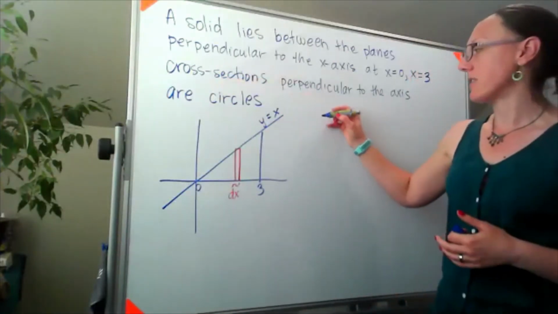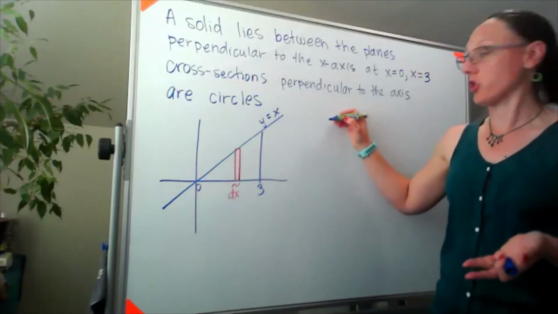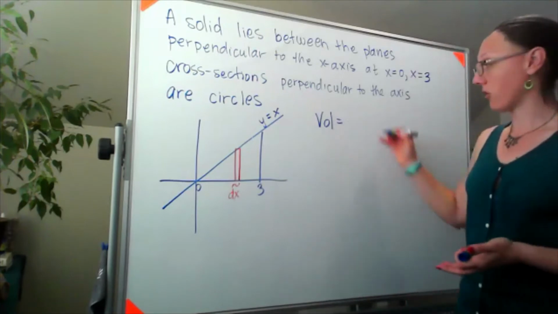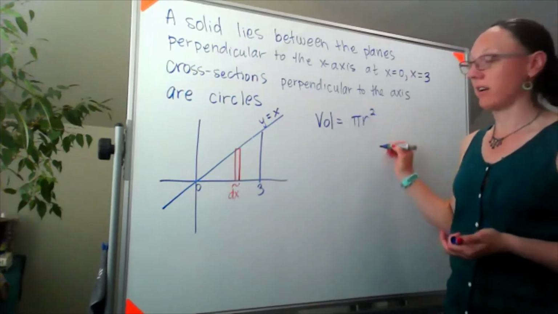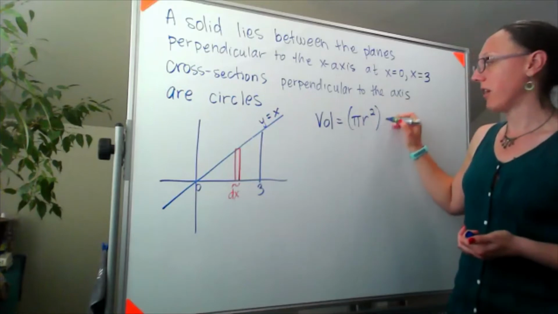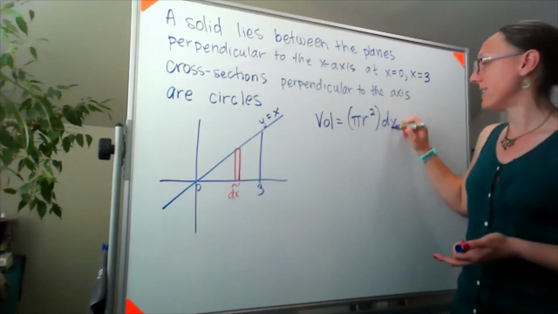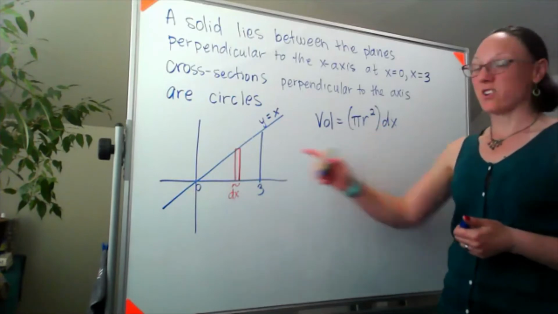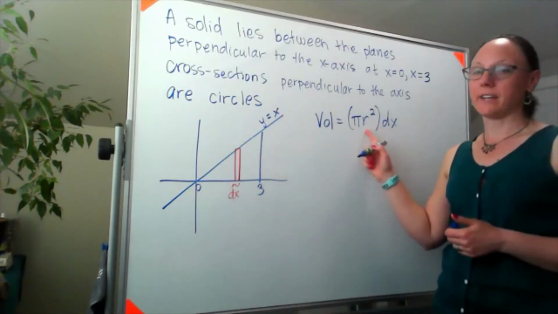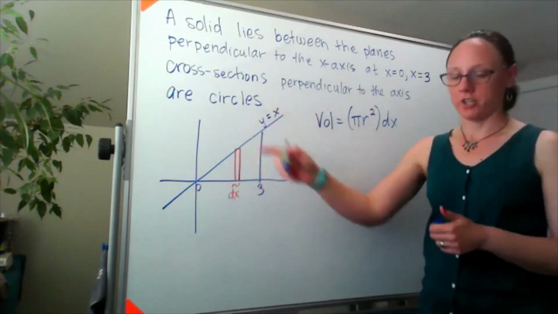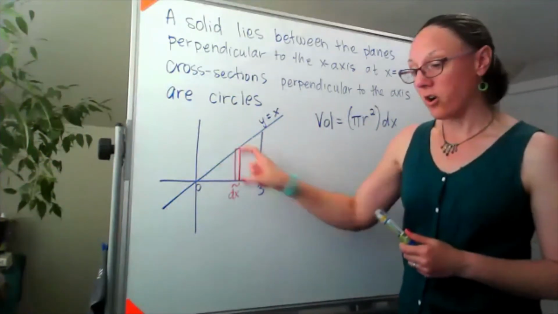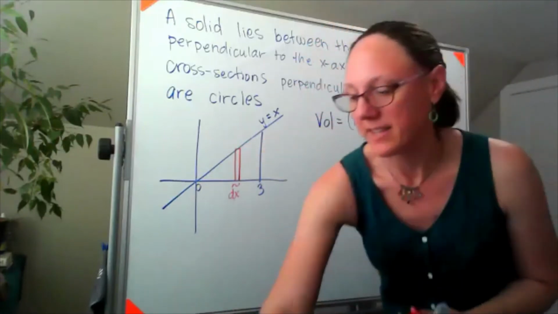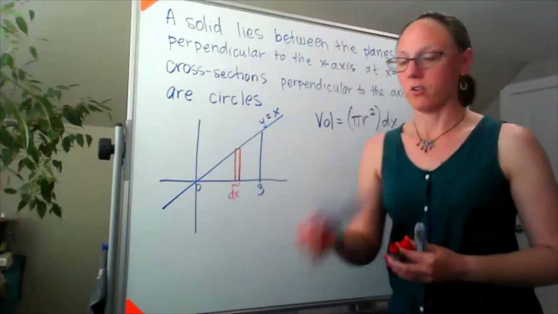Because I know my cross-sections are circles, even just thinking about partial credit, once I know the shape of the cross-sections, I can write out what my volume equation should be. So I know that when my cross-sections are circles, the area of a circle is pi r squared, and then I'm going to have a little bit of thickness, or dx. The only thing I have to figure out is on our picture how that radius relates to the functions in our picture.